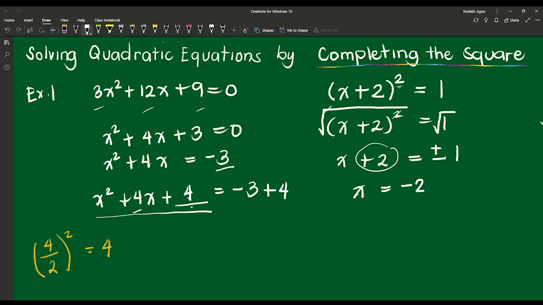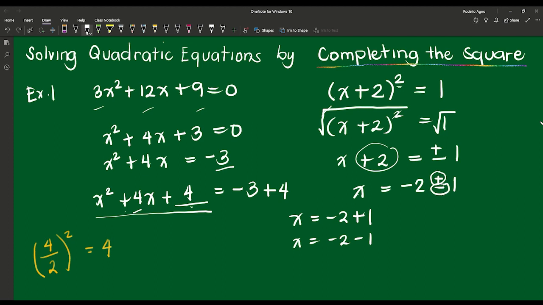Nag-add tayo ng negative to both sides. So, you will have this one. So, dalawang magiging values niyan. Yung x equals negative 2 plus, galing dito. Okay? Plus 1, at saka yung negative 2 minus 1. Galing naman dito yon. Okay.